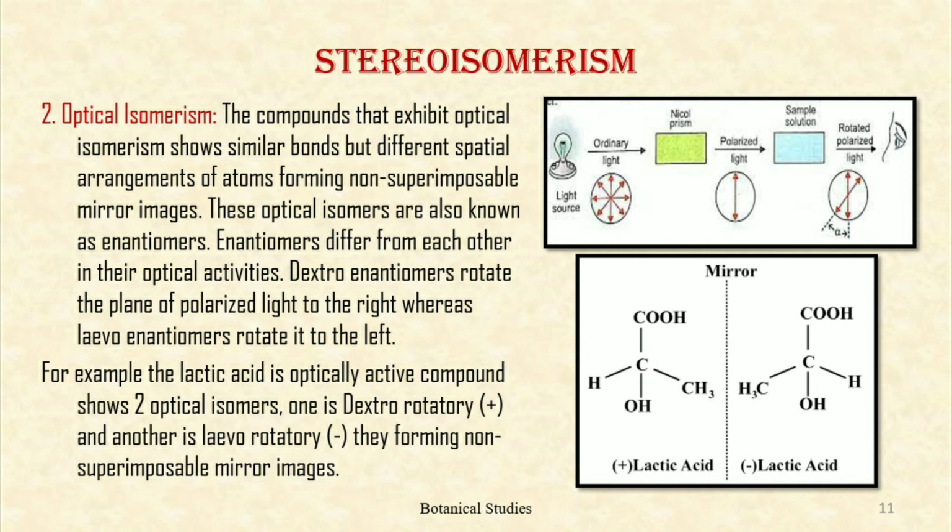For example, lactic acid is an optically active compound. It shows two optical isomers. One is dextrorotatory and another is levorotatory. They form non-superimposable mirror images. So this is all about isomerism and types of isomerism.